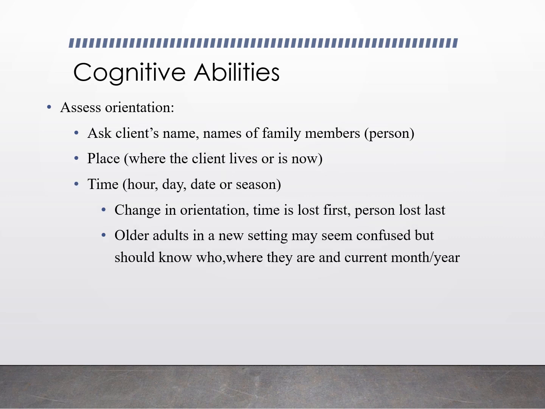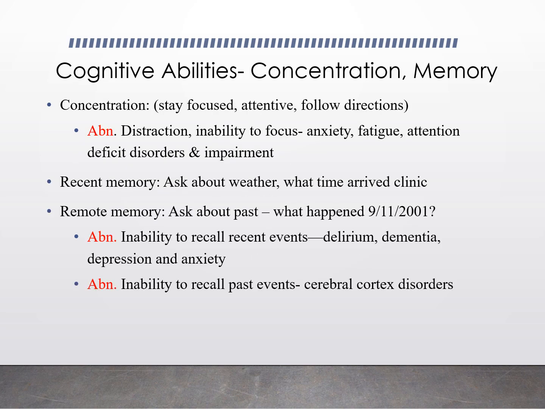So the listing of cognitive abilities, so orientation, how we're asking these questions, the person, place, time, and situation you are going to assess your patient for these. Their concentration and memory, can they stay focused and attentive? Do they get distracted easily? When you're talking about recent memory, you're asking about something that happened today at a specific time. Now, remote memory is asking about past events. What happened in 2001?